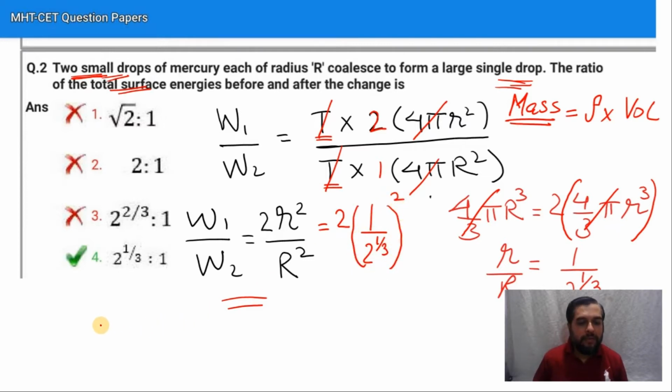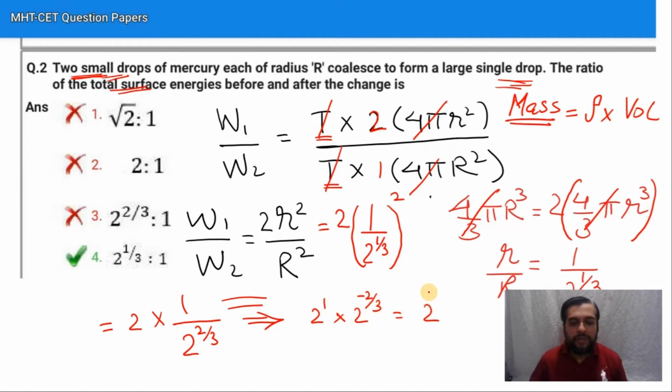Right. So that will become, I'll write over here, 2 into 1 upon 2 raised to 1/3 into 2, that will become 2/3. You have to just apply the law of indices. So according to the law of indices, this will be 2 raised to 1 into 2 raised to minus 2/3, which is nothing but 2 raised to 1 minus 2/3, which is nothing but 2 raised to 3 minus 2, that is 1/3. So 2 raised to 1/3 is the answer, or 2 raised to 1/3 is to 1.